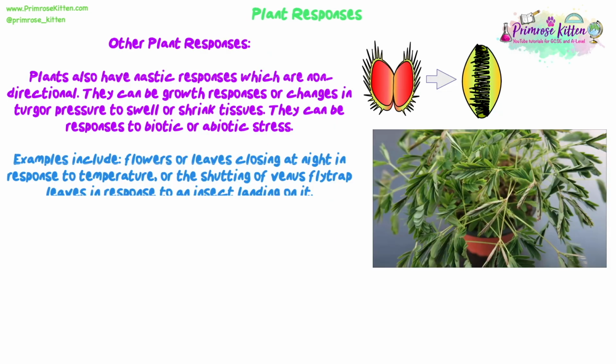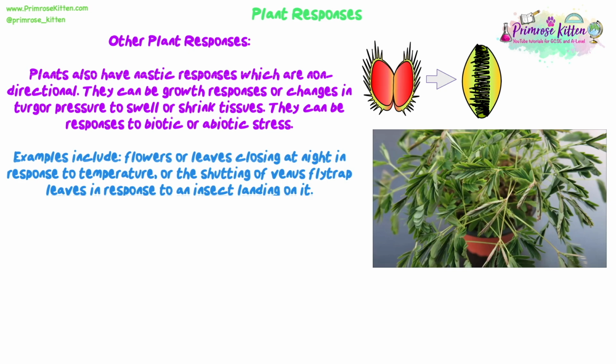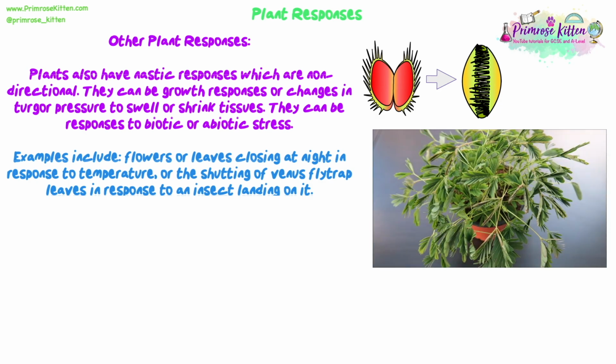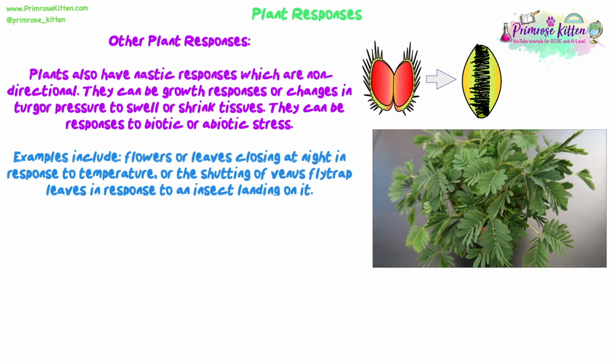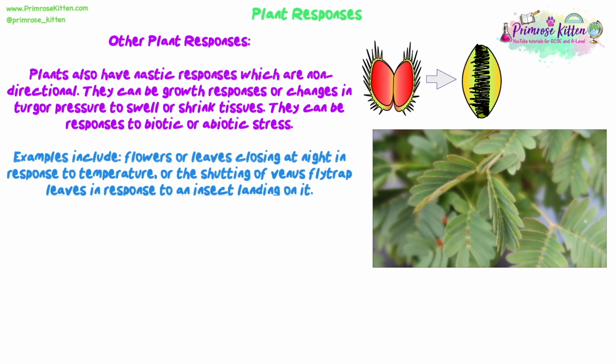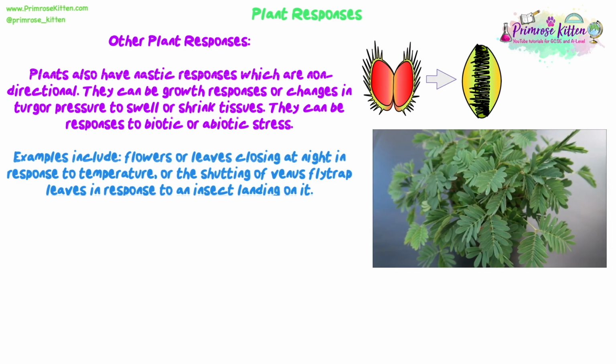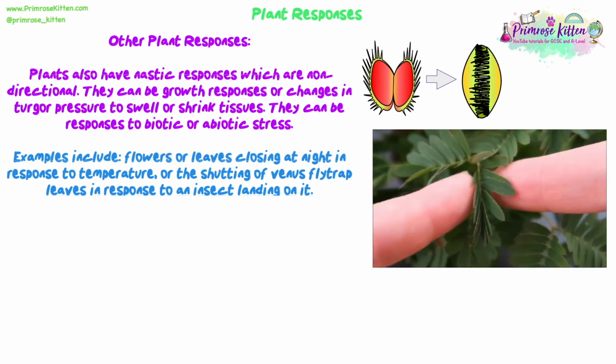Okay, so there are some other plant responses that are non-directional. Some of these are called nastic responses. They're responses that the plant takes in from its environment. There'll be some kind of stimulus and then it's responding in a certain way, but this time it's not in a specific direction towards or away from the stimulus. It can be changes in turgor pressure, so changing how full of water the cells are to shrink or swell those tissues, or it could be growth responses, or things like moving the leaves. That's what these kinds of responses carry out.